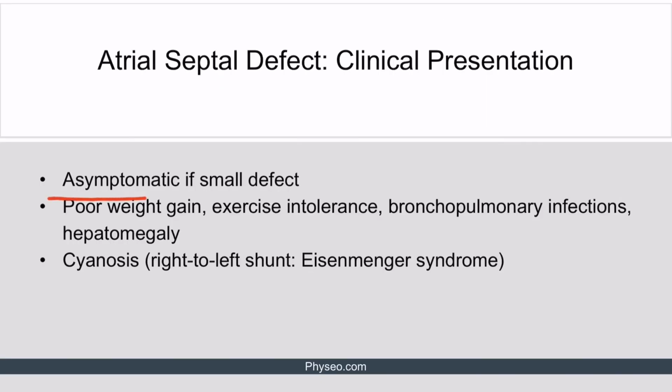Patients may remain asymptomatic if the defect is small. A large defect can lead to heart failure with poor weight gain and exercise intolerance, recurrent bronchopulmonary infections, and hepatomegaly. Atrial septal defect is a non-cyanotic condition unless the shunt is reversed, which is known as Eisenmenger syndrome. It occurs when there is uncorrected left-to-right shunt, gradually leading to pulmonary arterial hypertension, right ventricular hypertrophy, and shunt reversal, in which case cyanosis is evident.